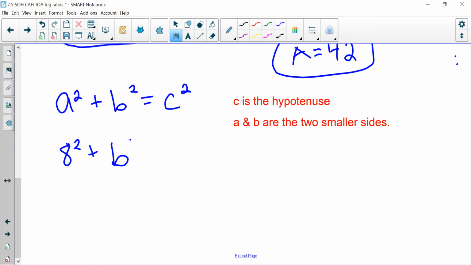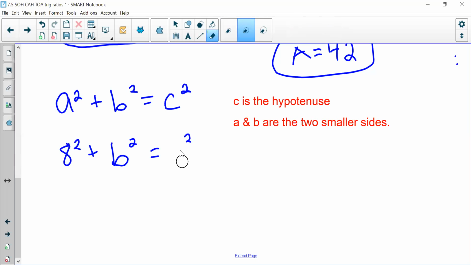plus, in this case, my other short side is b, so that works out perfectly, equals c squared. The two short sides have to add to the long side. Well, b squared is here. How do I get rid of this 8 squared that's attached by addition to b squared? How do I move this? C is 12. I should write that in there.